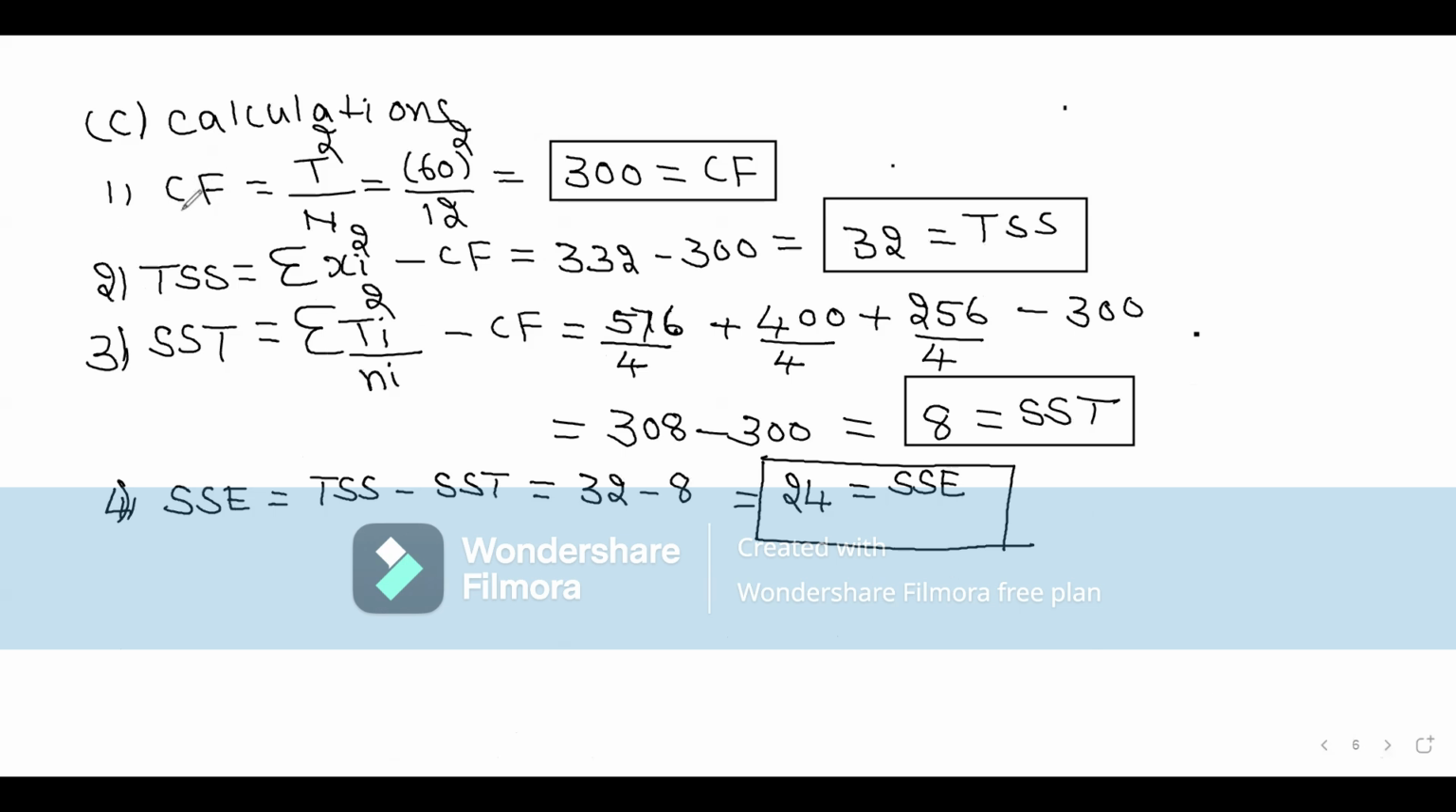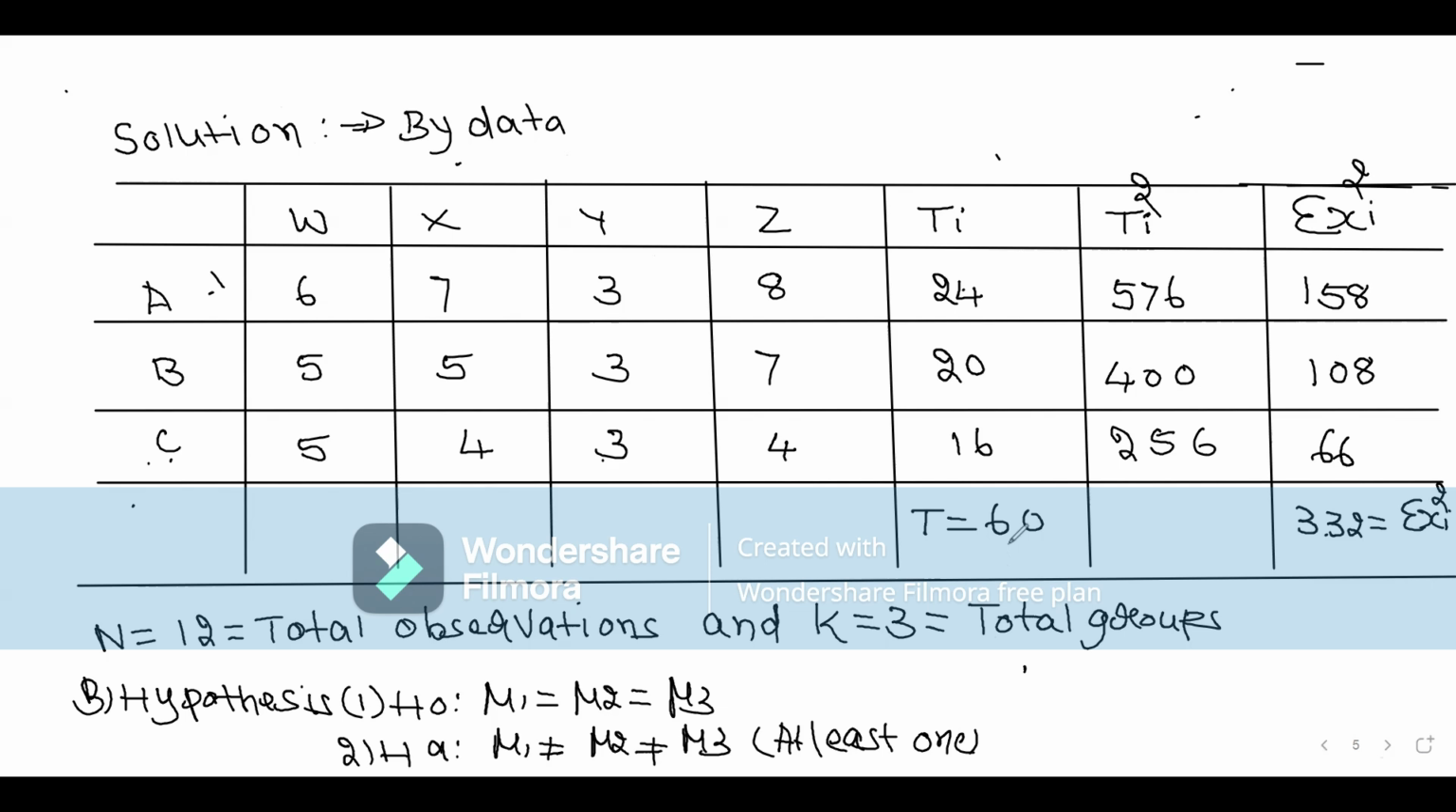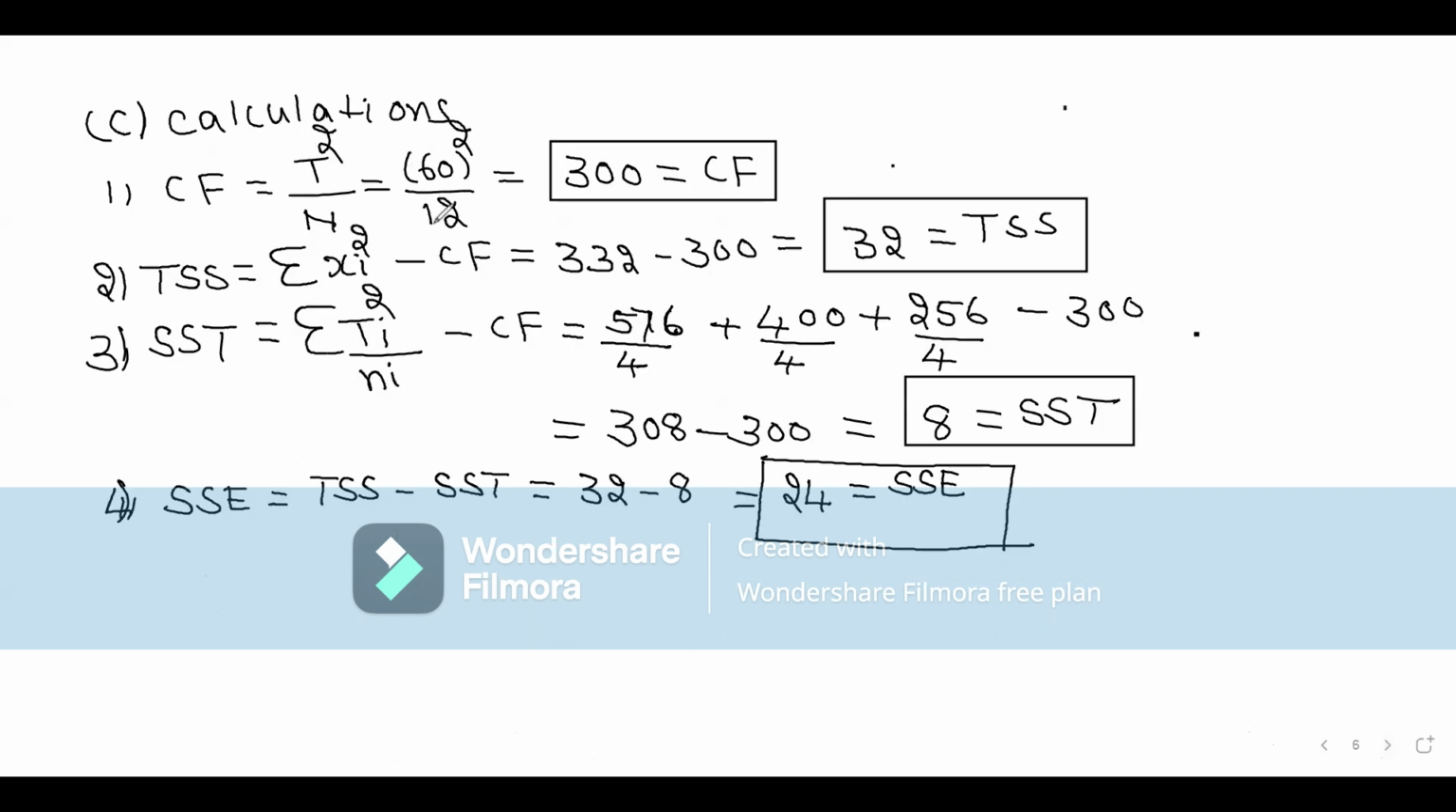See here, we have to do the calculation. Look here, C, the calculation of the correcting factor: T square upon N. Look here, T square you are getting from the table. T square is 60, N is 12. 60 square divided by 12. Look here, 60 square divided by 12. In the calculator, 300. This is an important result, so box it. For this, marks will be given.